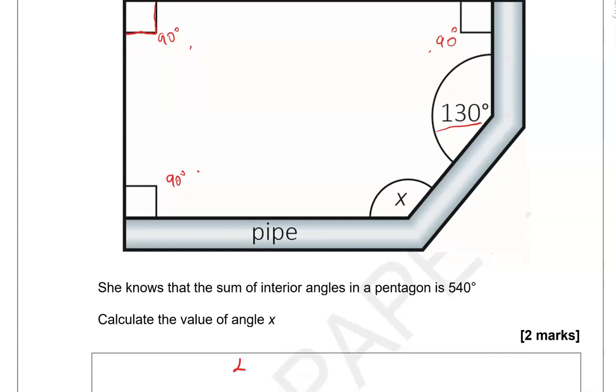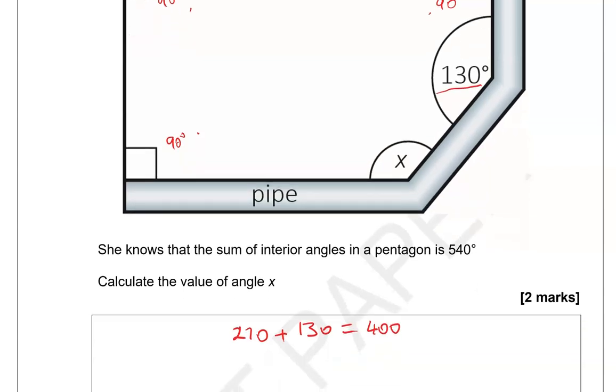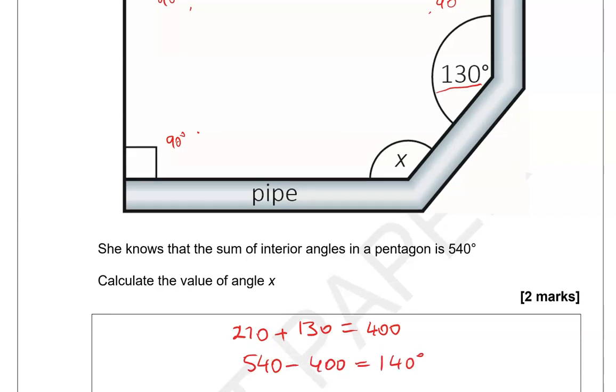So 270 add 130 gives us 400. Now 540 take away 400 gives us 140 degrees.